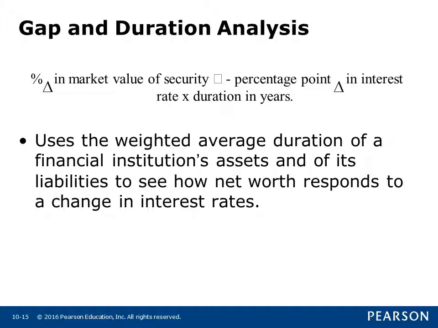Here we have a basic gap analysis, in which bank profit equals the rate-sensitive assets minus the rate-sensitive liabilities, multiplied by the interest rate. There's a maturity bucket approach, which measures the gap for several maturity subintervals, and there's the standardized gap analysis, which accounts for different degrees of rate sensitivities. The gap analysis uses the weighted average duration of a financial institution's assets and of its liabilities to see how net worth responds to a change in interest rates.